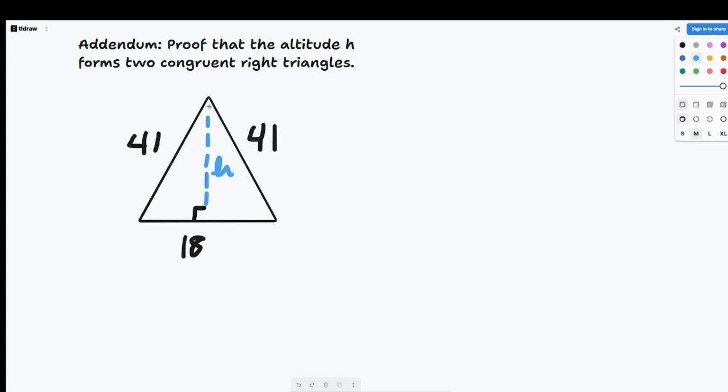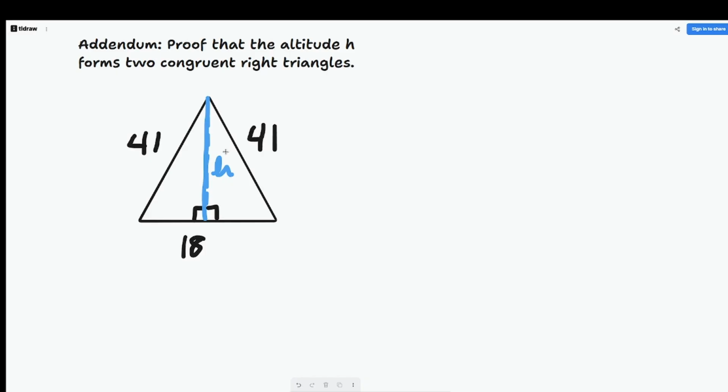By definition of an altitude, which is this length here, we have two right angles that are formed at the other end. So by definition, we have these two right angles here. And then since we have an isosceles triangle, we do have these two congruent sides. With these two pieces of information, we have enough to prove congruency. We can use the hypotenuse-leg congruence theorem, which states that if you have two right triangles that have a leg of the same length and they have the same hypotenuse, then the two triangles are congruent.